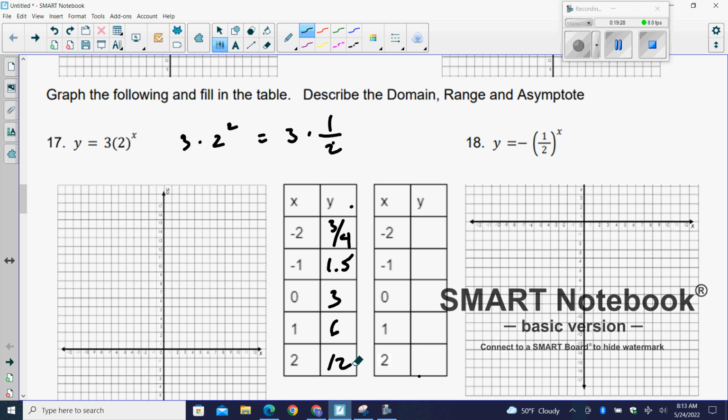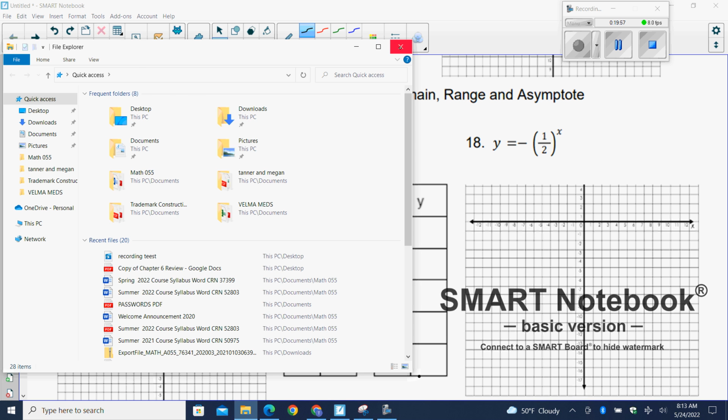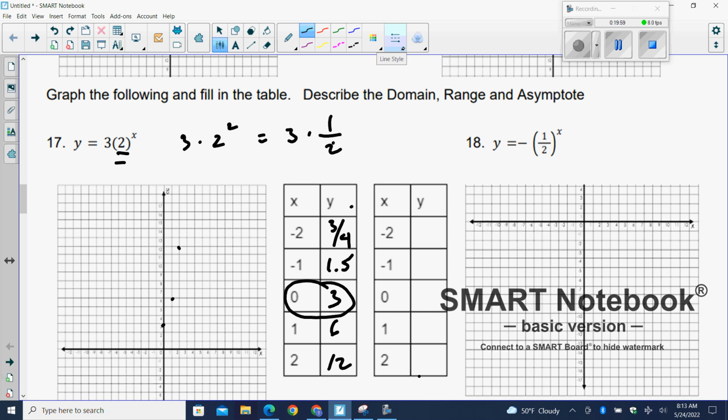Now some of you started with this right here. You put in 0, and then you saw that the pattern was multiplying by 2, and you went left and right of that, or up and down from that, and that works great. That's totally fine. I just started from the top and worked my way down. Okay, this one I can graph. That's 0, 3, and then 1, 6, and then 2, 12, and negative 1, 1.5, and so on.